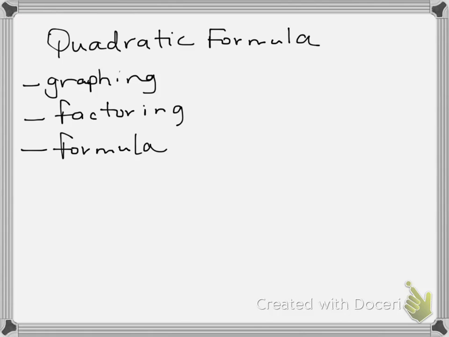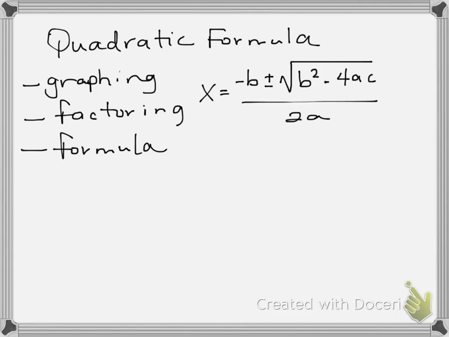Like I've told some people before, when I was in high school, I used the quadratic formula for everything. Basically, the quadratic formula says that x equals negative b plus or minus the square root of b squared minus 4ac, all of that divided by 2a. So that's the formula itself.